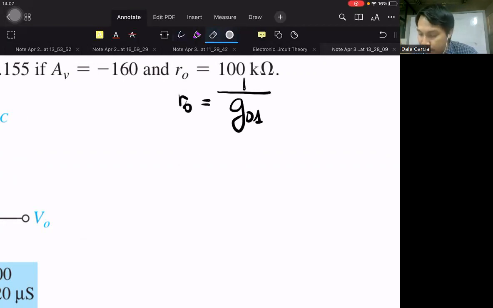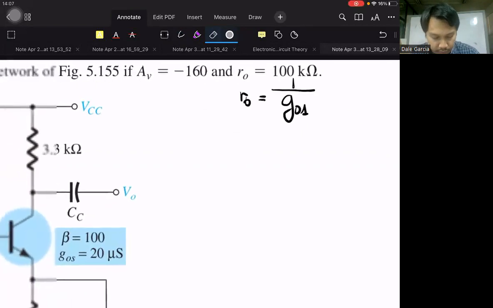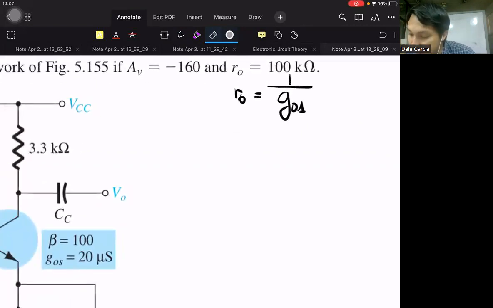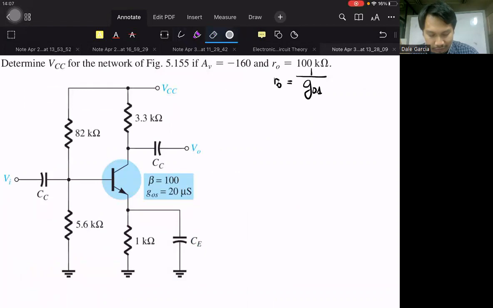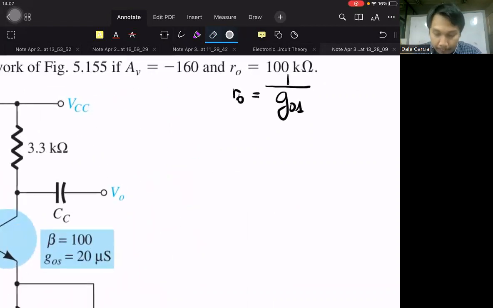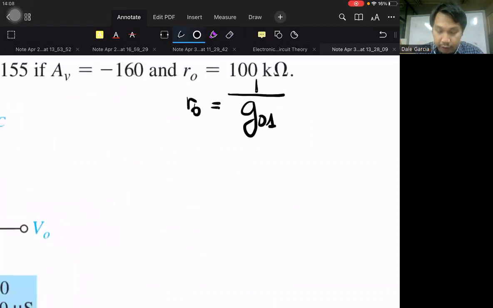So 1 divided by 100 kilo ohms, 10 lagi ni. Wala nagtugma ang duha ka given. So siguro itong gamiton is 10 micro Siemens. Sige lang, no? Typo error siguro na siya. Pero still, this is correct, no?